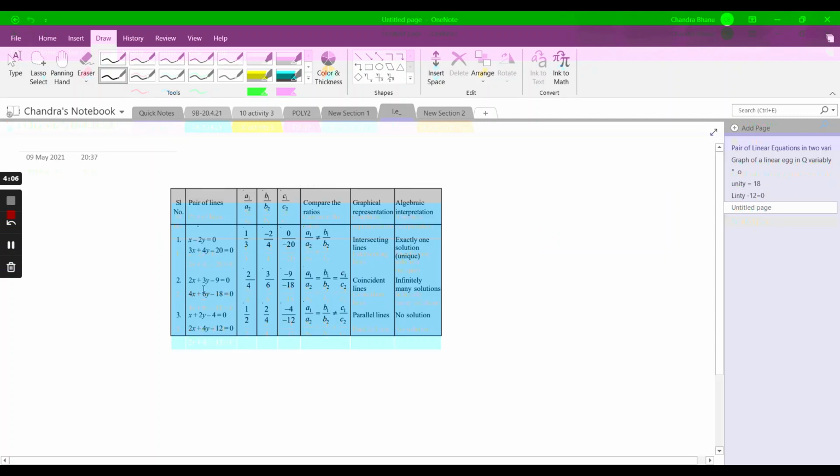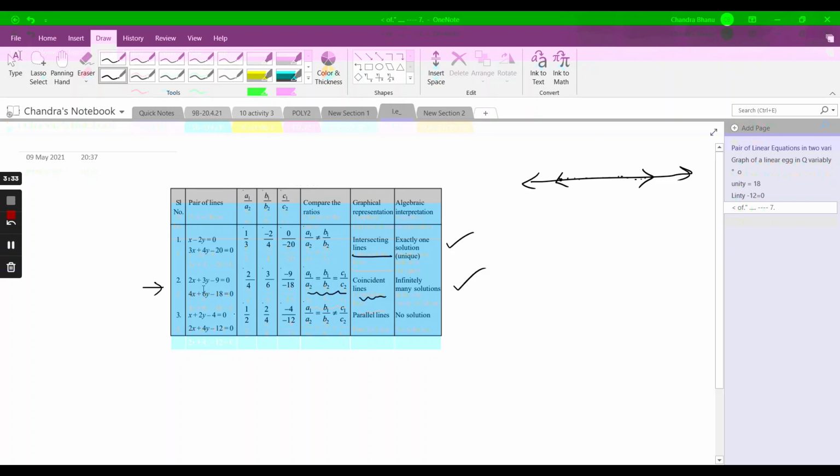What do we observe? Finally, we have observed that in our first case, the ratios were these. The first two ratios were not equal and we had intersecting lines. There was exactly one solution. When I had my second equations, all the ratios were equal. There were coincident lines. There were infinitely many solutions. Why infinitely many solutions? Because if two lines are overlapping each other, that means all the points are same. They are having infinite points on them.